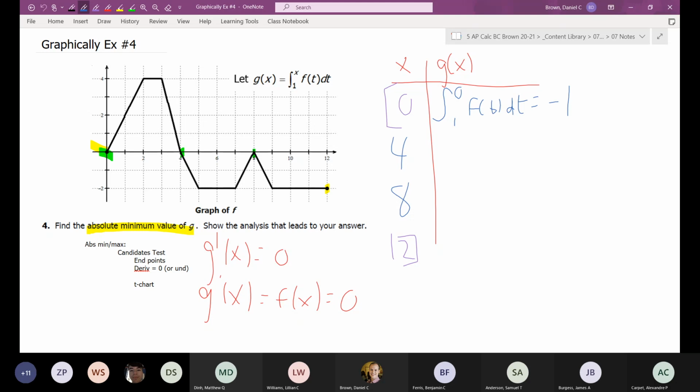And so then we want to continue that for the remaining integrals. I'm going to give you a chance to try those on your own, and then we'll check it. So for x equals 4, you're finding the integral from 0 to 4. For 8, you're finding the integral from 1 to 8. I said 0 to 4, I meant 1 to 4. And then for 12, we're finding the integral from 1 to 12 of f of t dt.